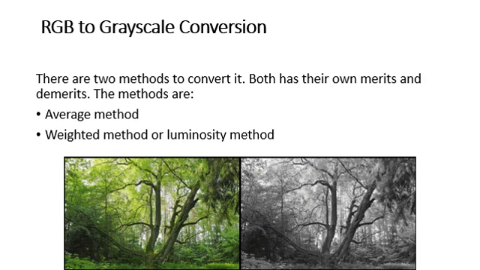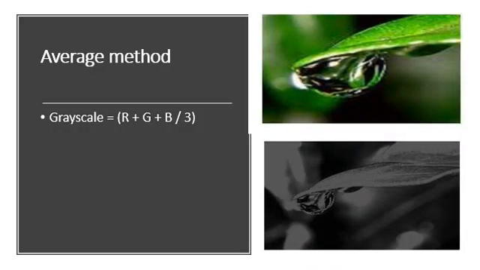There are two methods to convert a color image into a grayscale image. Both have their own merits and demerits. These methods are the average method and the weighted method. So the first one is the average method. The average method is the most simple one. You just have to take the average of the three colors, for example the average of red, green and blue.